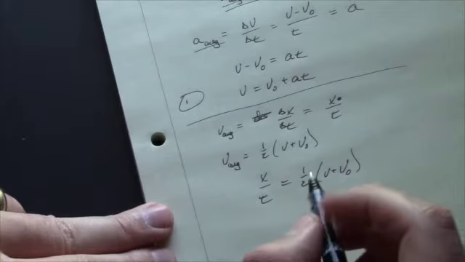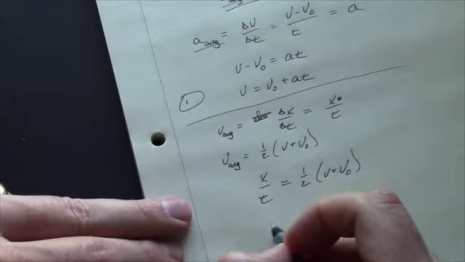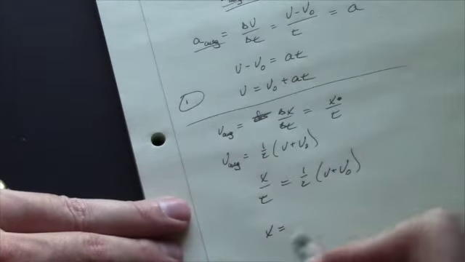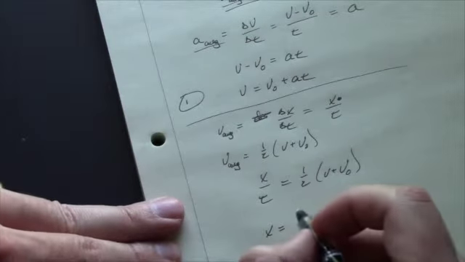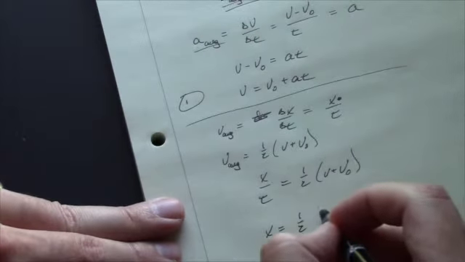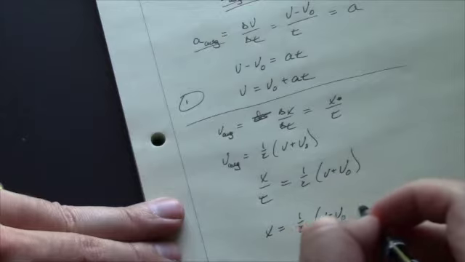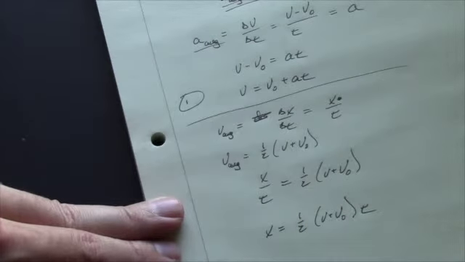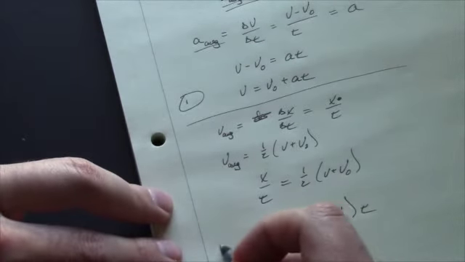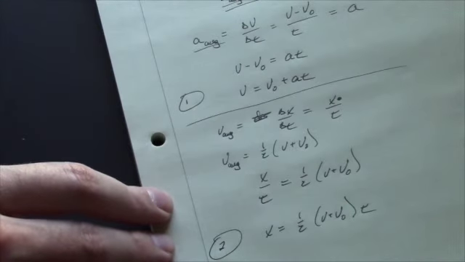And then let me just rearrange a little bit. So I'm going to write this as x, so we multiply both sides by t. So this is going to be x equals 1/2 (v plus v initial) times t. And that is kinematic equation number 2.